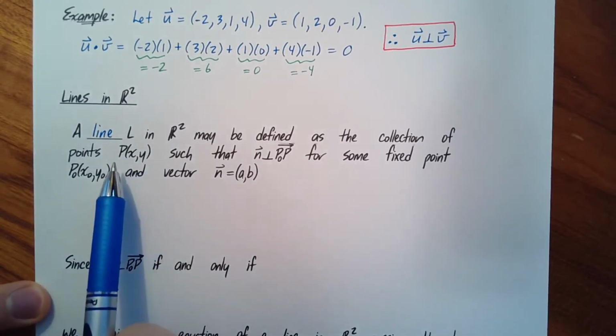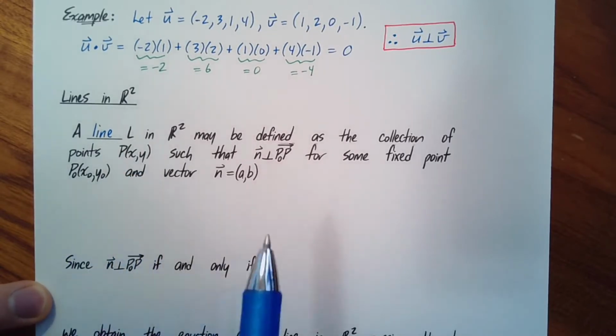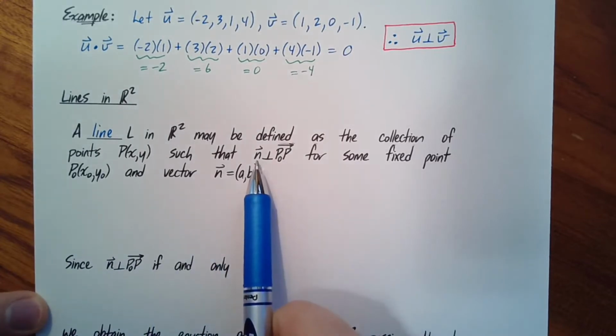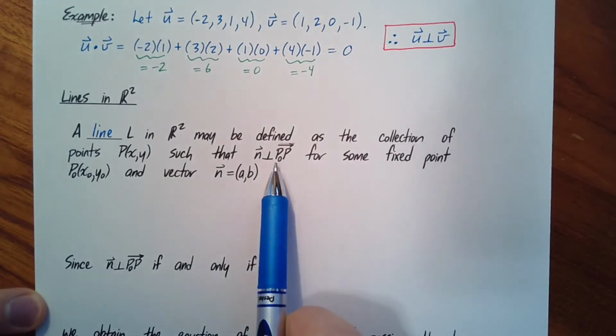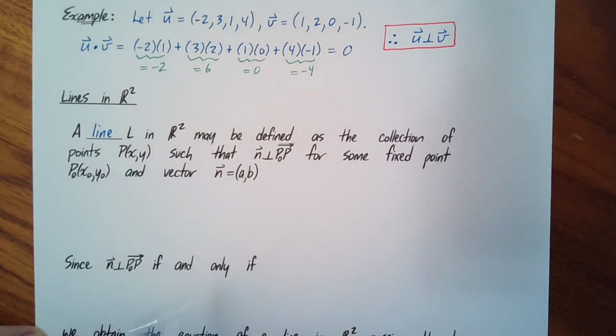So it's the set of all points of this form that satisfy this condition. The vector n, which we haven't even mentioned what that is yet, is orthogonal to the geometric vector that goes from P0 to P. Well, we haven't even said what P0 is either yet. So that's another unknown thing that we still have to quantify by the end of this sentence.